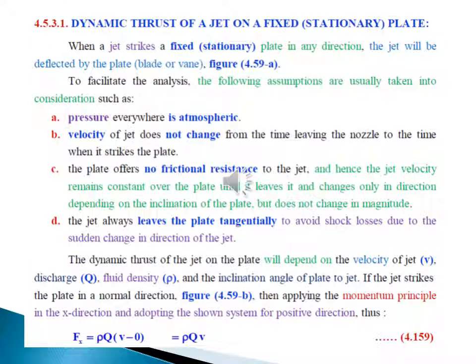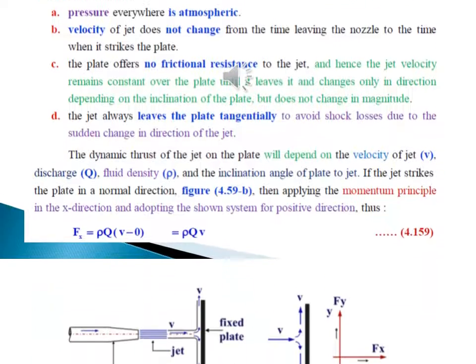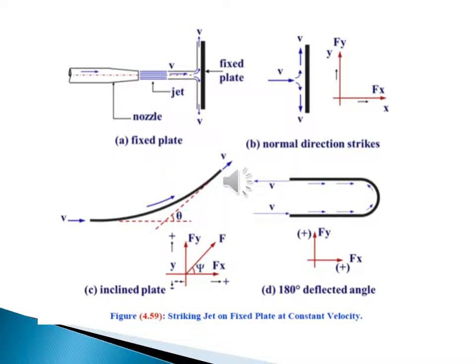Dynamic thrust of a jet on a fixed stationary plate. When a jet strikes a fixed stationary plate in any direction, the jet will be deflected by the plate. To facilitate the analysis, many assumptions are usually taken into consideration, which you can follow by yourself as written. It is so easy. A simple figure shows the striking jet on a fixed plate at constant velocity in many cases and conditions.